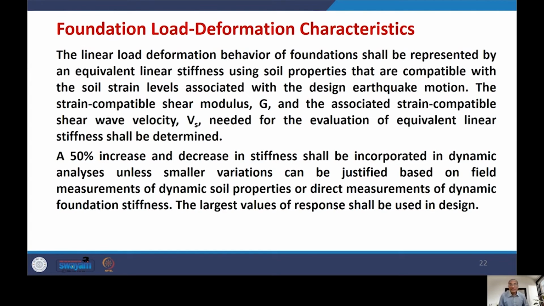Then a 50% increase and decrease in stiffness shall be incorporated in dynamic analysis unless smaller variation can be justified based on field measurements of dynamic or direct measurement of dynamic foundation stiffness. The largest value of response shall be used in the design. So first of all, 50% increase or decrease is possible for dynamic analysis. But as said earlier also, if there is some increase already in stiffness, then the total should not exceed 50% when you consider the earthquake load even for variable types.